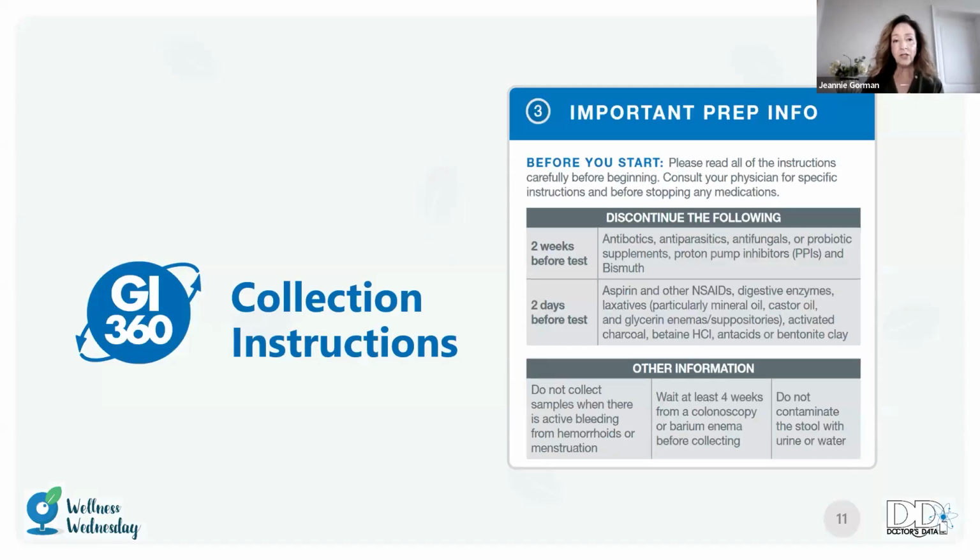Okay, this gets into our collection instructions. We do recommend steering clear for 2 weeks of any antibiotic, antifungal, antiparasitic. All of these are obviously going to have an impact on the growth across the board on these organisms. NSAIDs 2 days before the test. So NSAIDs, of course, laxatives, even charcoals, binders, betaine HCl, antacids, all of that is listed here. The rest of the other information is everything we've already talked about.